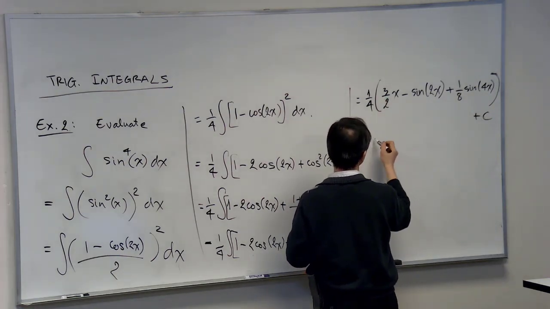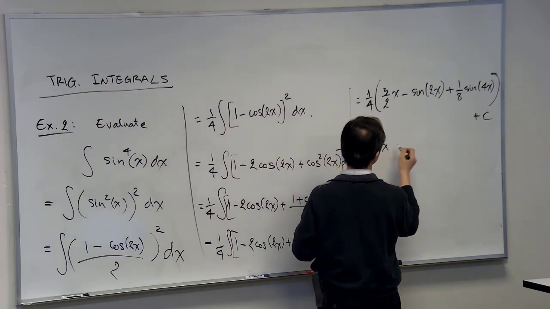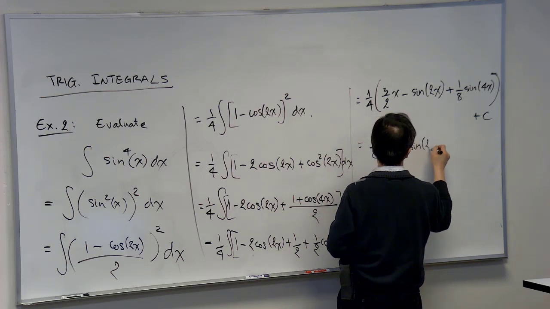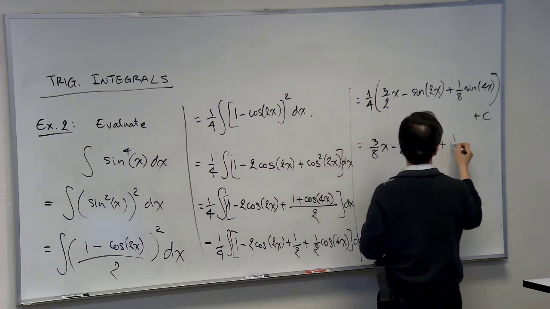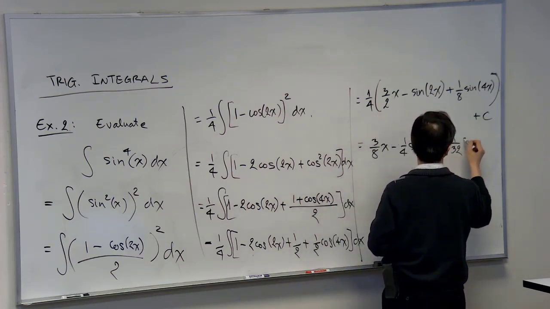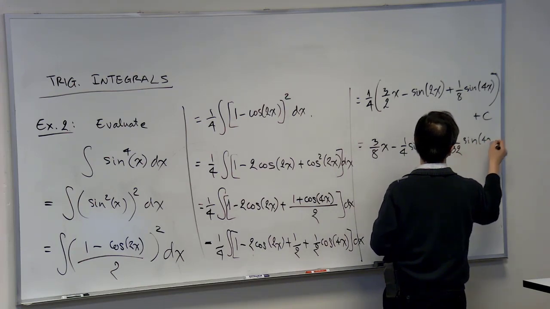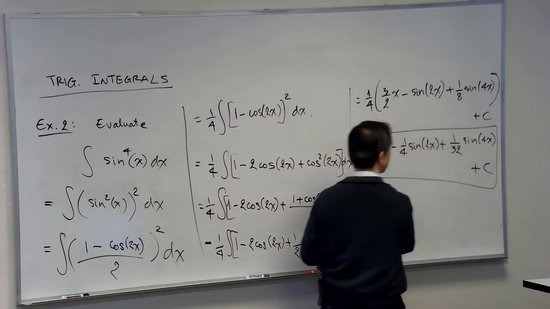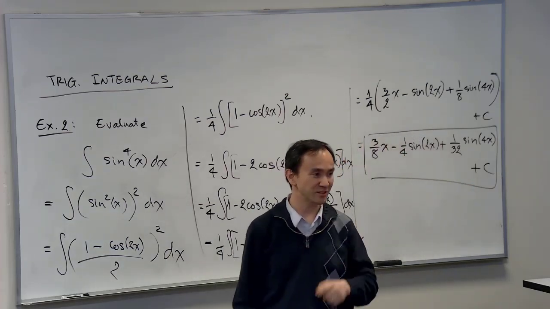And then we can multiply that 1/4 to each term right now, making it 3/8 x minus 1/4 sine of 2x plus 1/32 sine of 4x plus c. You can still handle that, right?